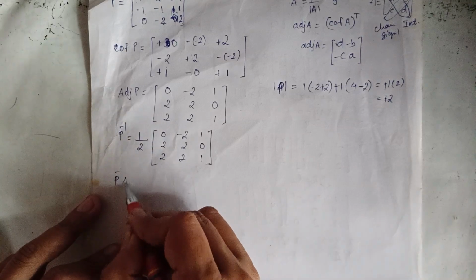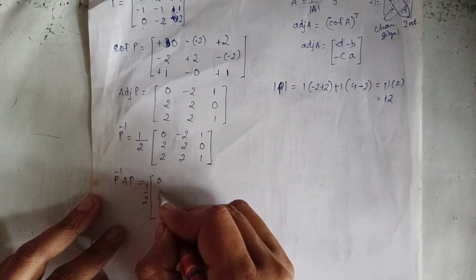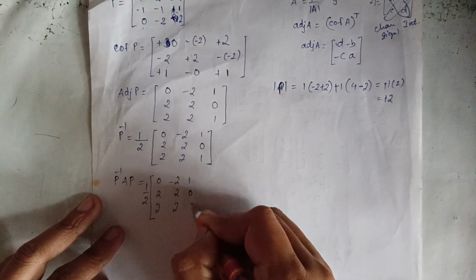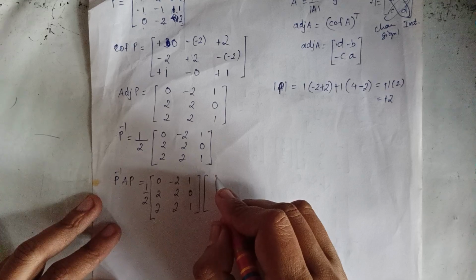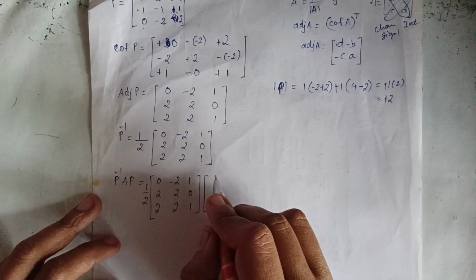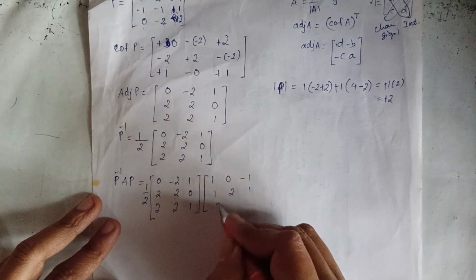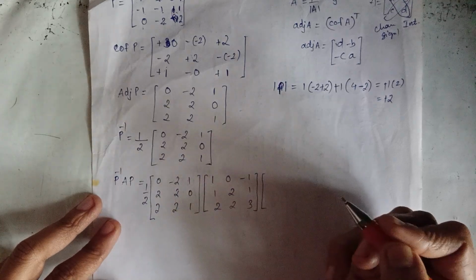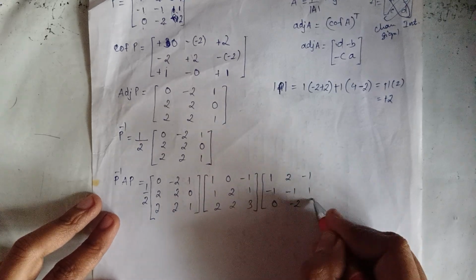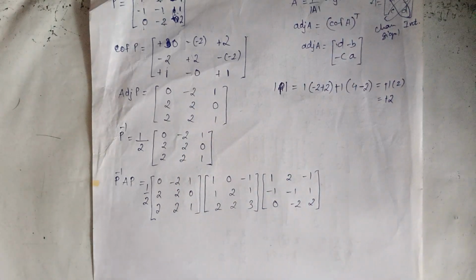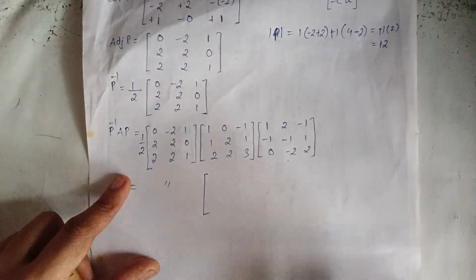So I'm taking P inverse AP. P inverse is this, half of [0, 2, 2; 2, 2, 2; 1, 0, 1]. The A matrix is [1, 4, 1; 0, minus 1, 1; 2, 1, 2; 2, 3], and the P matrix is [1, 2, minus 1; minus 1, minus 1, 1; 0, minus 2, 2]. You have to multiply this first, that is A into P, keeping P inverse as it is.